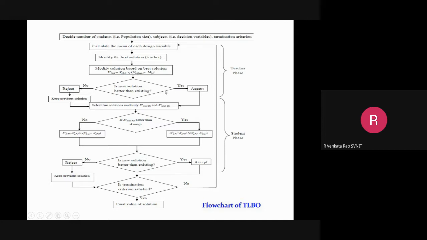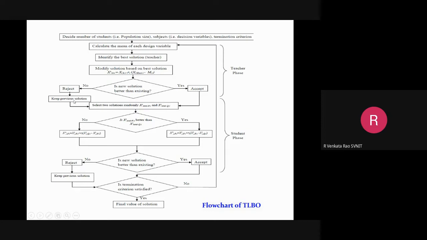Aparna, what is next in this flowchart? Then we have to check whether the new solution is better than the existing one. So, is the new solution better than the existing? That means table 2 is to be compared with table 1. The fx values of the learners are to be compared with the previous table values. If the new solution is better, we accept it. If the new solution is not better, then we reject the new solution and we keep the previous solution.